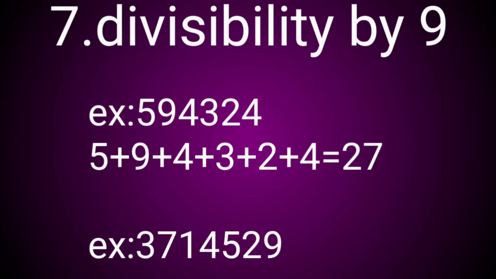The next rule is divisibility by 9. A number is divisible by 9 if the sum of its digits is divisible by 9. Let us take one example. 594324. The sum of the digits is 27. 27 is divisible by 9. So 594324 is also divisible by 9. Let us take another example. 3714529. Here the sum of the digits is 31. So it is not divisible by 9. So the entire number is also not divisible by 9.